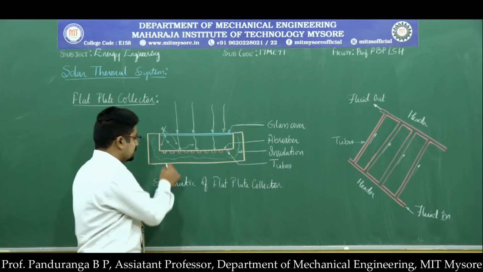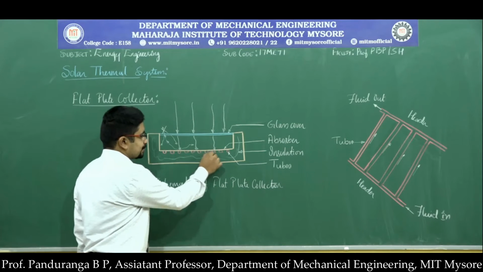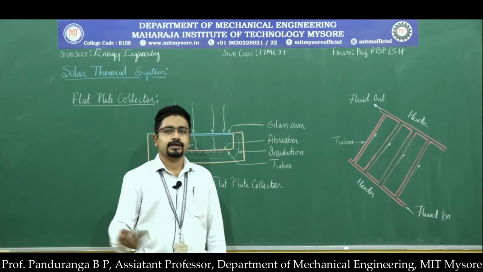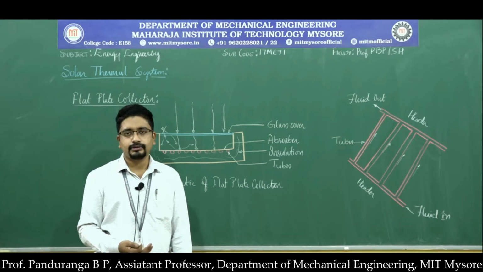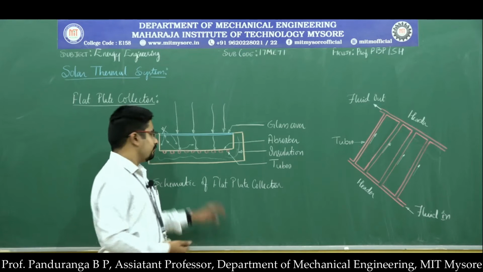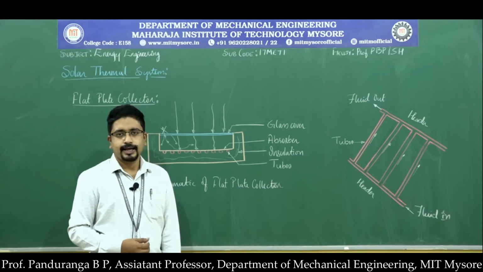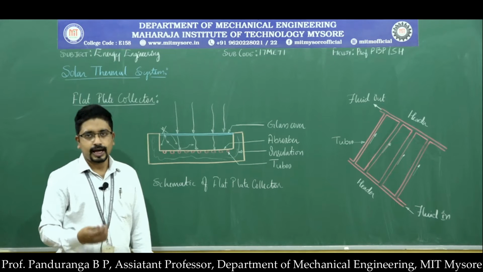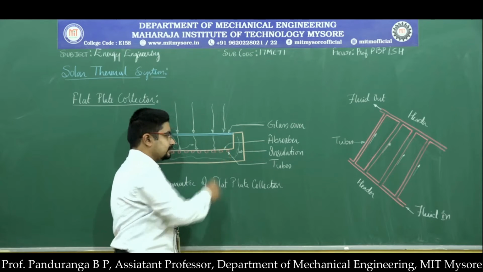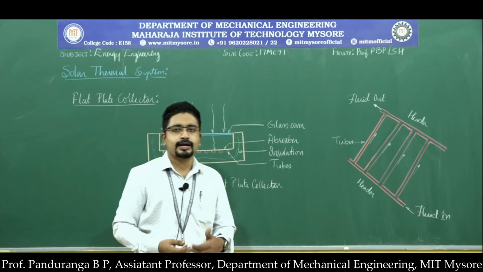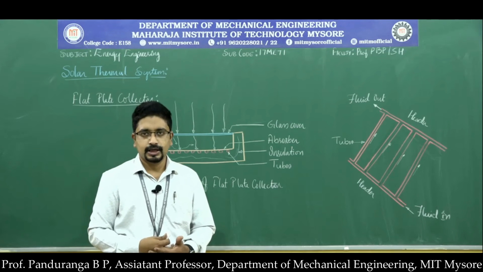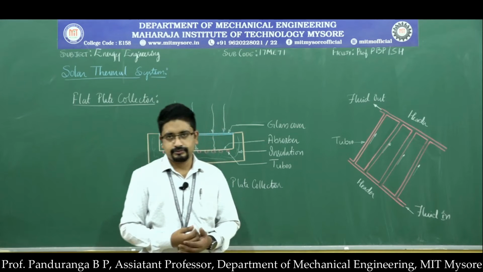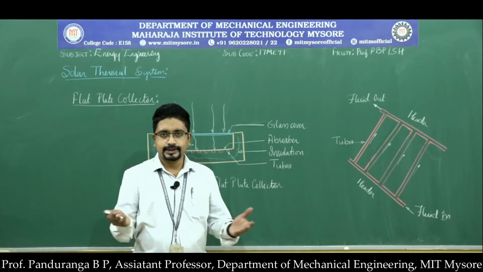Just below the absorber plate we have the tubes. These are the tubes through which, if it is a water heater, water will be flowing, or, for some other purpose, the working fluid in that cycle will be flowing. Generally the absorber plate and the tube will be made of the same material, and they will be brazed together so that there is good thermal contact between them. In some designs, the absorber plate is an integral part of the tube itself, acting as an extended surface for the tube.